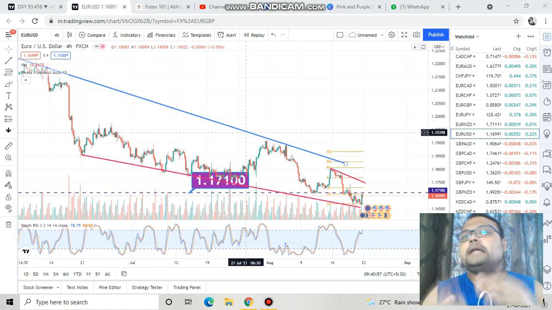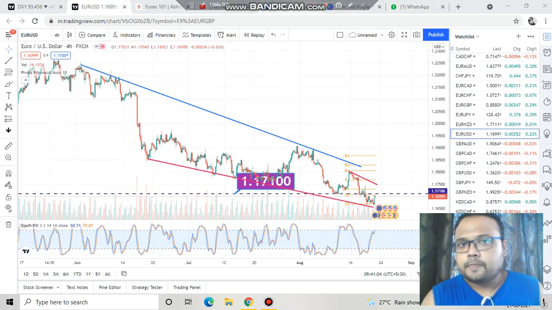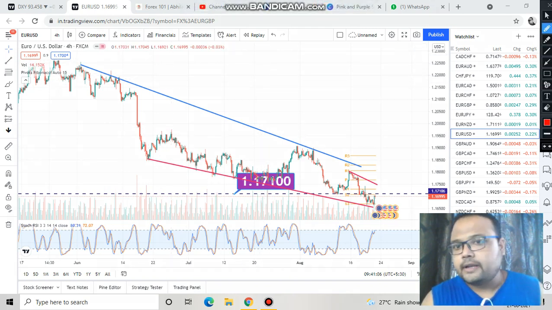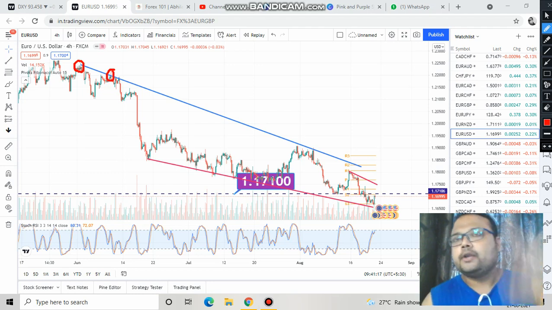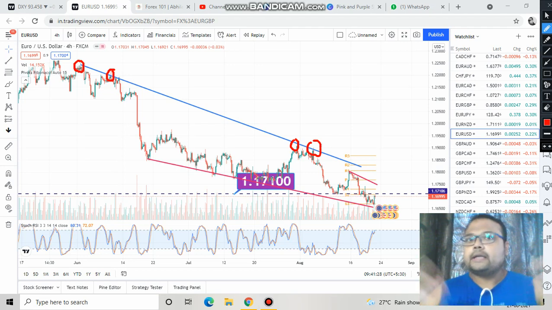But there are certain things that we must understand as well. First and foremost, this trend line is still a valid resistance for the market, and I have been discussing this trend line for quite some time, because you can clearly see on the chart that whenever the market was trying to go up, it faced resistance. This trend line is a valid resistance for the market.